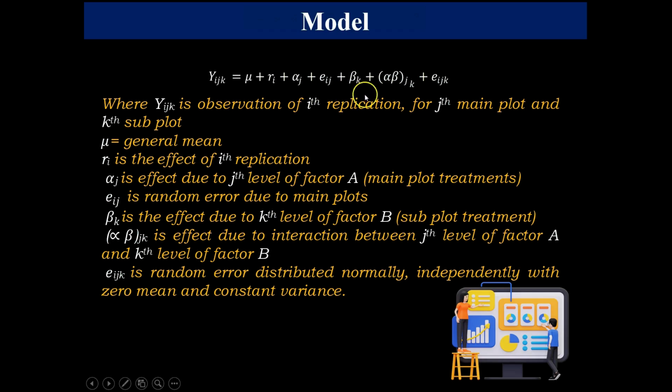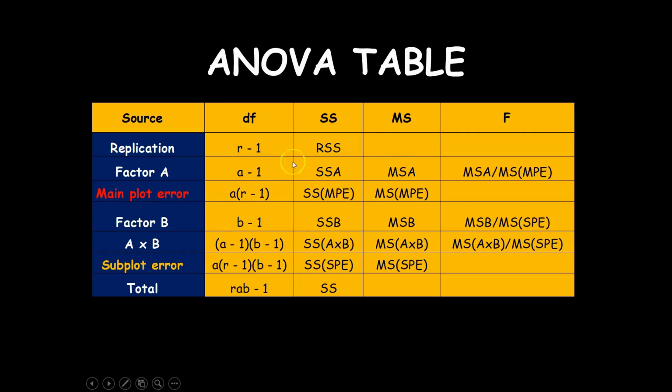This is the effect of subplot, and this alpha beta is the interaction between the main plot and subplot, and this is the overall random error, which is usually normally and independently distributed, with 0 mean and constant variance, because it involves a parametric algebraic procedure that is known as analysis of variance. So the traditional ANOVA table has different columns: source of variation, degrees of freedom, sum of square, mean sum of square, and finally F.